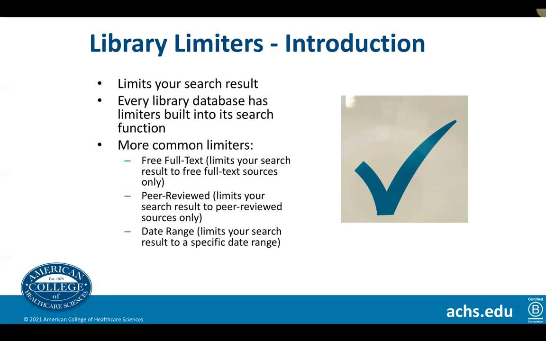So there's some more common limiters that you might see in these library databases. Those include the free full text limiter. If you check this limiter box, it will limit your search results to display free full text sources only. The peer reviewed limiter is the next limiter that you might commonly see, and this will limit your search results to peer reviewed sources, or sometimes also known as scholarly sources only. And then a date range limiter. If you're looking for articles in a specific date range, you can use this limiter to specify those dates.